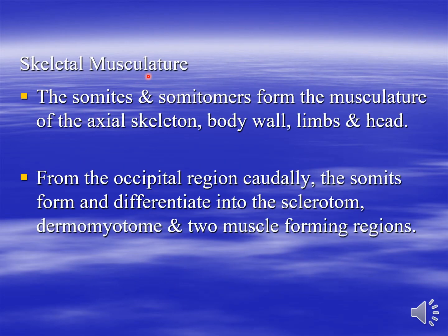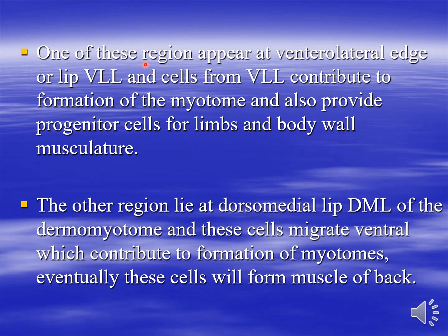The skeletal musculature: the somites and somitomeres form the musculature of the axial skeleton, the body wall, the limbs and the head. From the occiput region caudally, the somites differentiate into sclerotome, dermomyotome, and two muscle-forming regions. One of these regions appears at the ventrolateral lip, abbreviated VLL. The cells from the VLL contribute to the formation of the myotome and also provide progenitor cells for the limb and the body wall musculature.